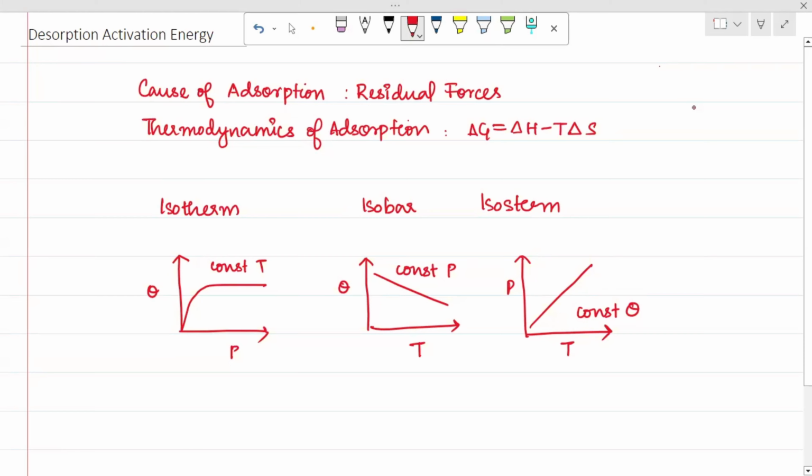The topic of discussion is desorption activation energy. Before that, just a quick revision of what we discussed in the previous session.